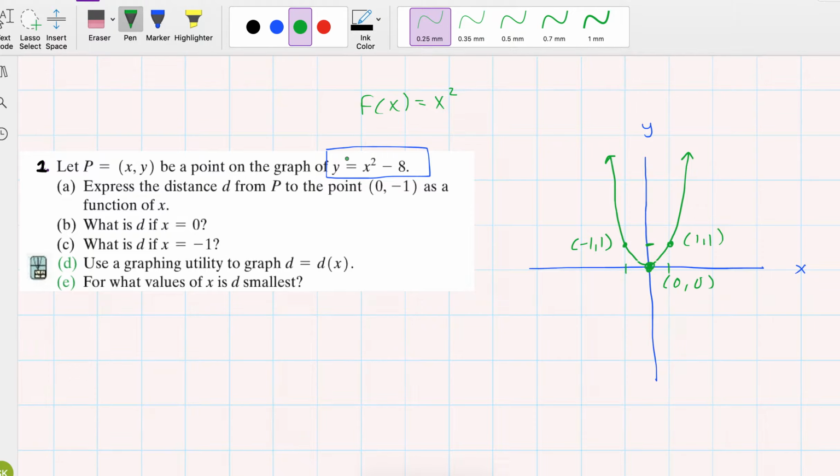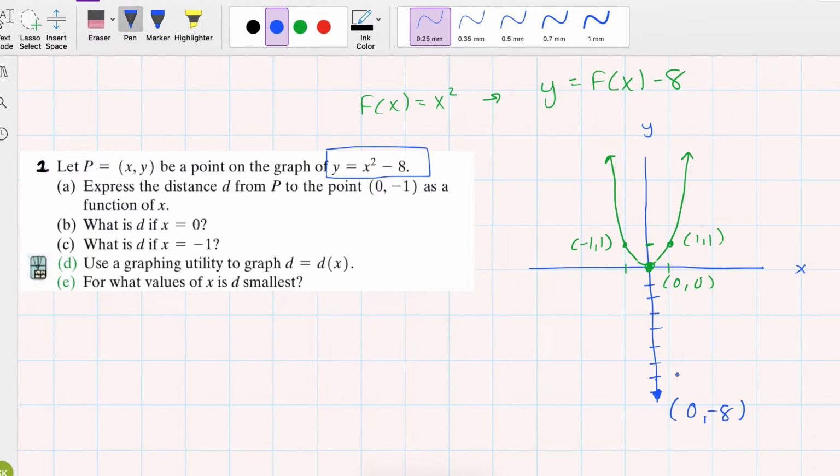Now, notice that this function y is x squared minus 8. In other words, y equals f of x minus 8. And this -8 is on the outside of the function, which means that this is the function x squared shifted down 8 units. So let's make some tick marks: 1, 2, 3, 4, 5, 6, 7, 8. And we're going to move these three points down 8 units. So I'm going to put this one here, and now this is (0, -8).